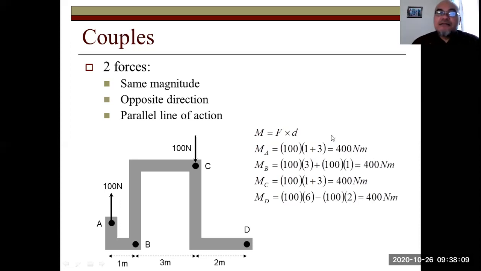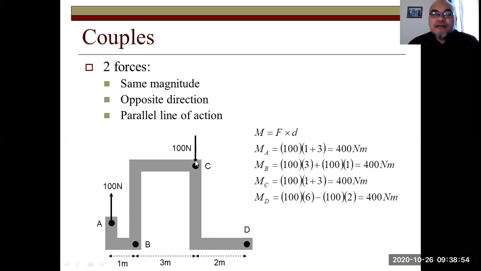Let's calculate now the moment about point B. Now both forces have a contribution to the moment about point B. First, the moment due to the force at C equals 100 Newton clockwise multiplied by 3 meter. Then the moment due to the force at point A, 100 Newton, also intuitively turns the structure clockwise, so 100 times the distance, 1 meter. Then it equals 300 plus 100 equals 400 Newton meter.